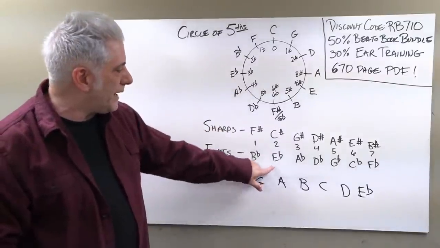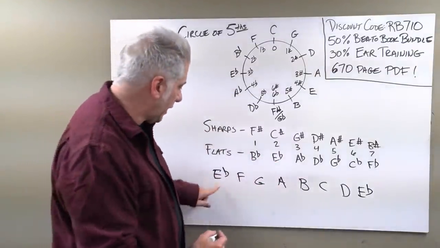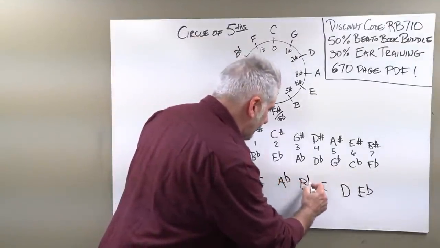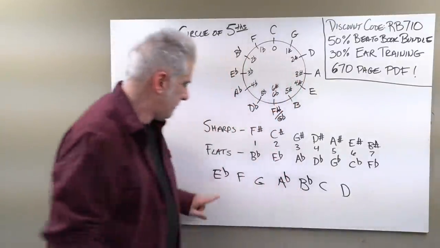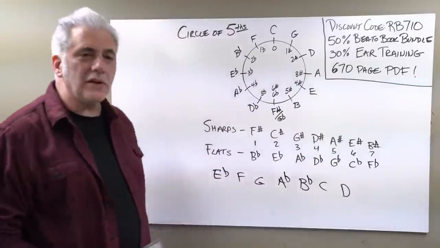Look here, it says it has 3 flats. What are the flats? B flat, E flat, A flat. Okay, so we already have E flat, so A flat and B flat. So that's your E flat major scale. Those are your 3 flats there, right? So this is how you use the circle of fifths.